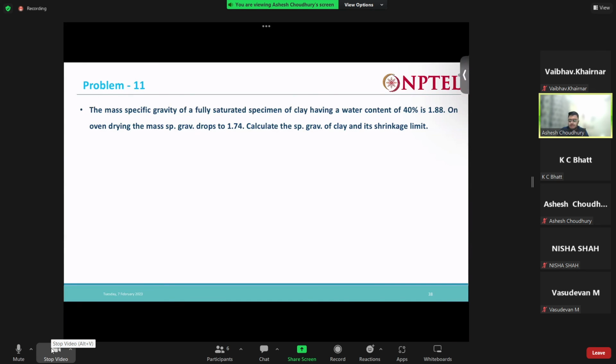Okay. So if you want, then I can solve this, or else you can try this by yourself. It's not a very difficult problem. If you want, I can solve it now. It will just take 5 minutes.